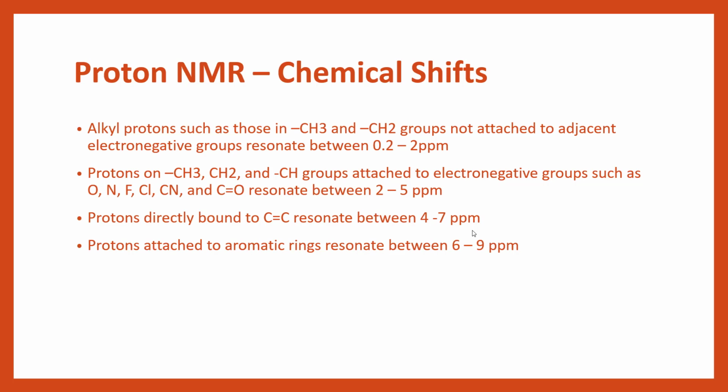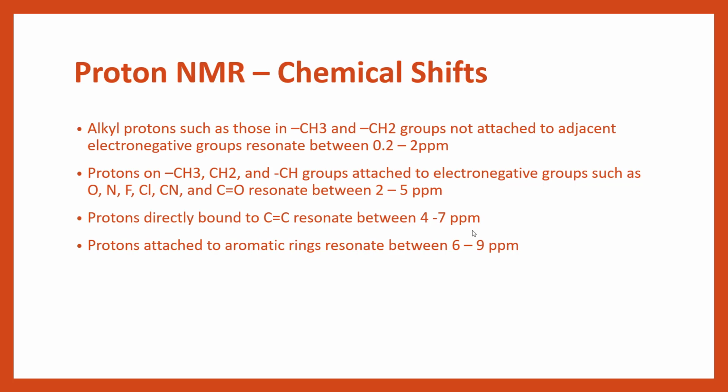These are approximate chemical shifts. In the next slide, we'll see a little table that gives a bit more detail, but typically these are the regions we're looking at. Something like an alkyl proton, so just your CH3 groups and your CH2 groups not bound to anything electronegative, we're typically going to find between 0.2 and 2 parts per million. Protons attached to an electronegative neighbour, so again your oxygen, nitrogen, fluorine, chlorine, your cyanide bond or C double bond O carbonyl group, you're going to find between 2 and 5.